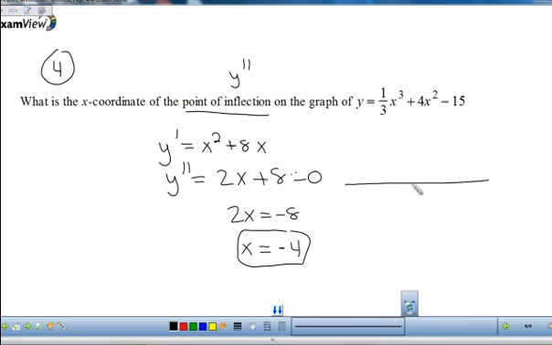And we can check just to make sure that that's the point of inflection. I have to check my second derivative. So to the left of negative 4 is negative 5, to the right is 0. When it's 0, the second derivative is positive. When it's negative 5, the second derivative is negative. So that is the point of inflection.